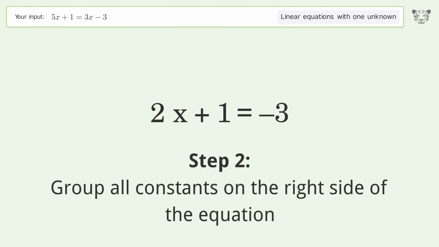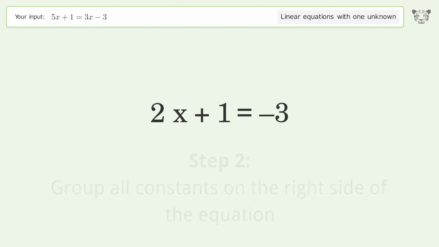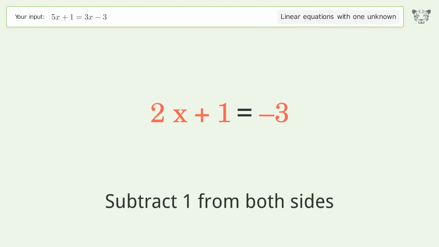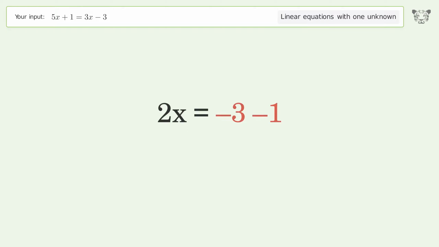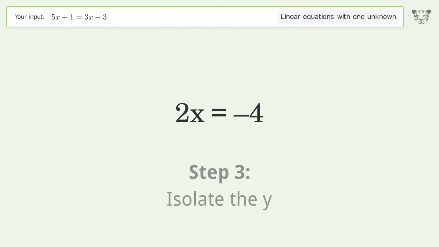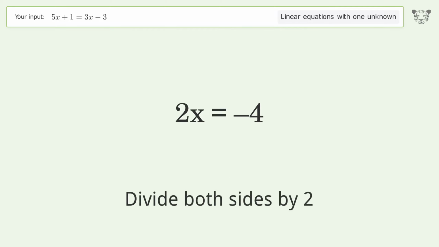Group all constants on the right side of the equation. Subtract 1 from both sides. Simplify the arithmetic. Isolate the y. Divide both sides by 2.